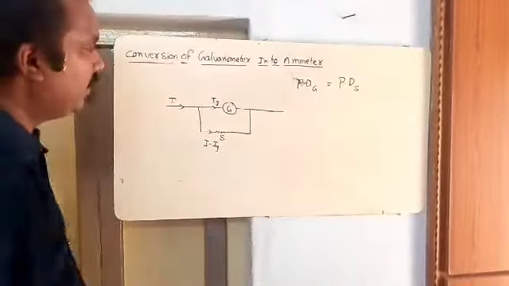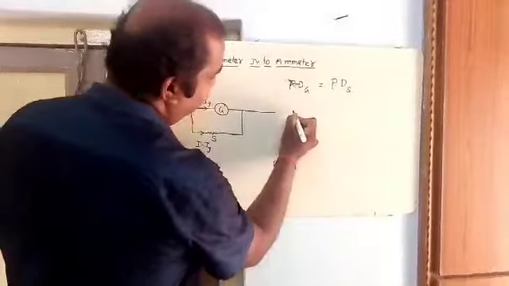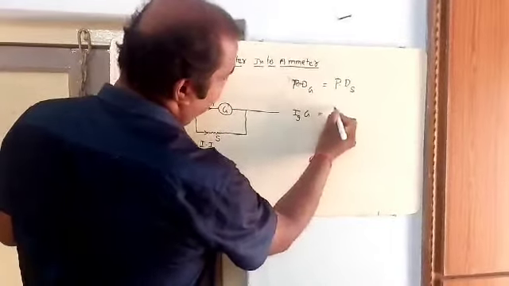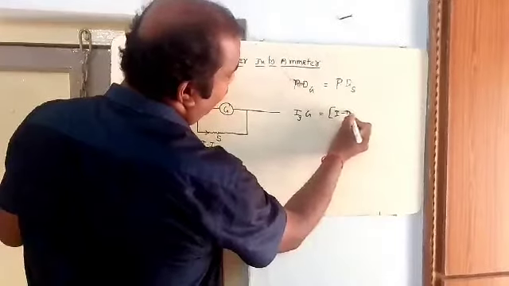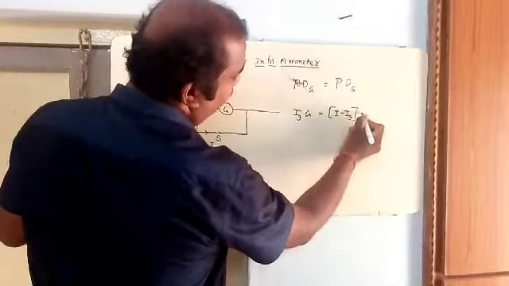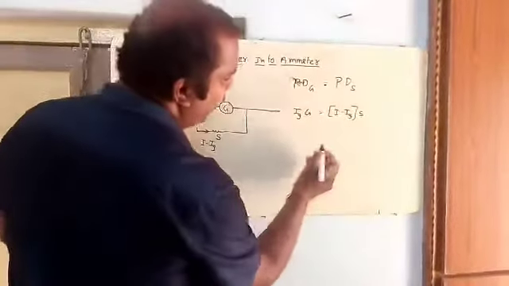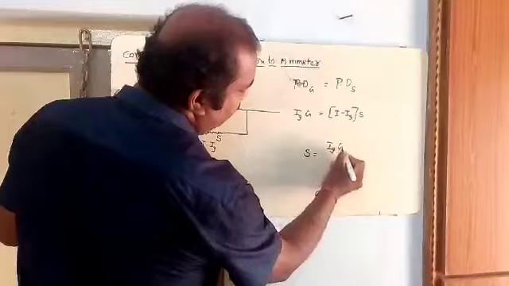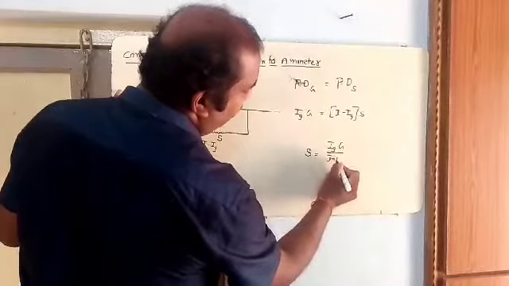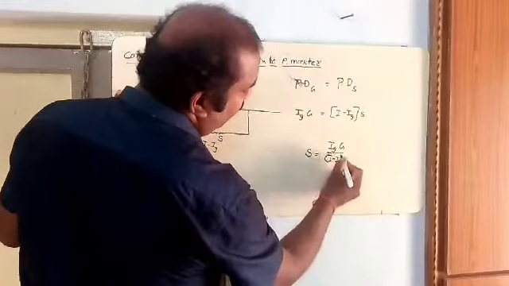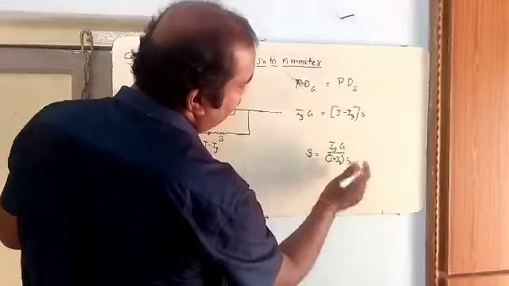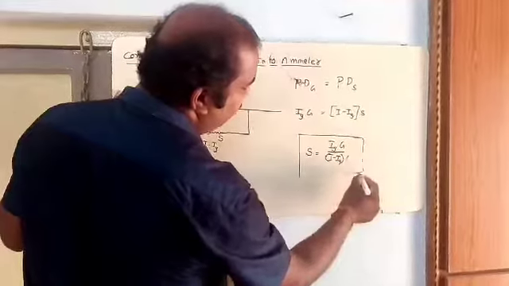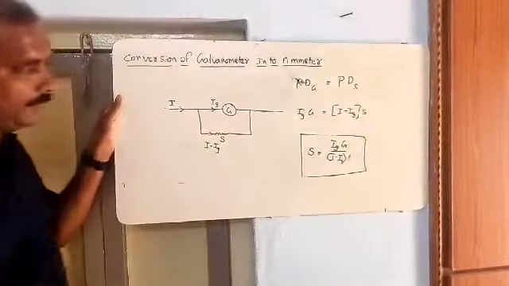We can apply Ohm's law. So here I can write the equation like this: Ig into G is equal to I minus Ig into S. And I can write the shunt equation: S is equal to Ig into G by I minus Ig. So finally the shunt value is S equals Ig G by (I minus Ig).